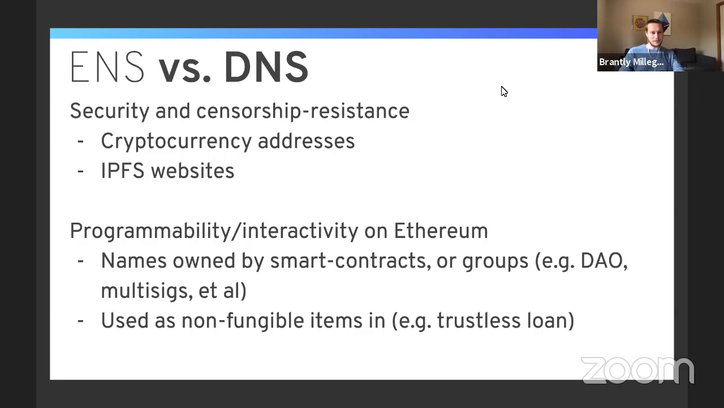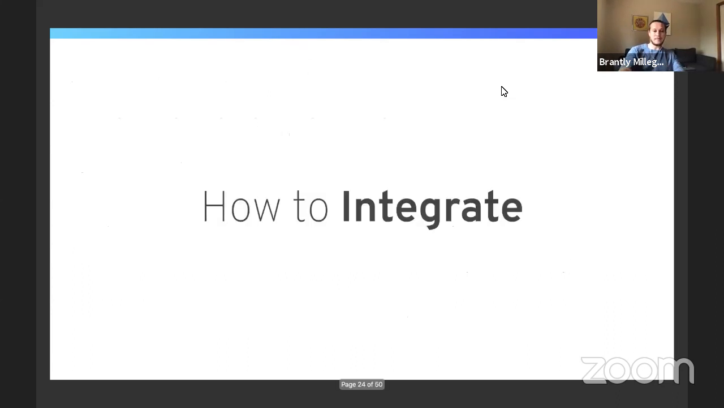So why are all these things useful? For ENS, it's better security and censorship resistance. This is really useful for cryptocurrency addresses because you're dealing with value transfer. You need higher security. And for IPFS websites, so far as that's a distributed file network, it's useful to have a distributed, decentralized naming system as well. Then programmability: I mentioned names owned by smart contracts, or groups like a DAO or multi-sigs can own it, and then they can also be used as non-fungible items that plug into that whole ecosystem.